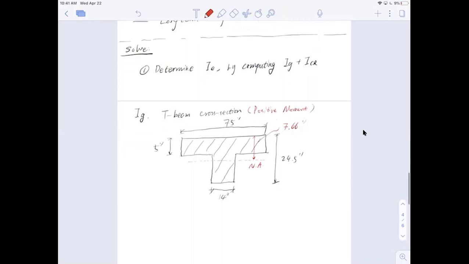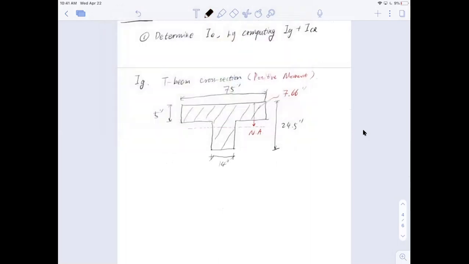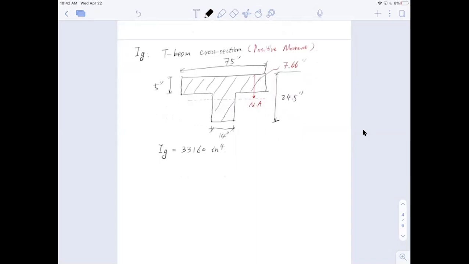Now for negative moment, no, let me finish this first. For a positive moment, this is where the neutral axis is. And the gross moment of inertia, Ig, was 33,160 inch to the power of 4. This is for the T-beam, for the positive bending moment.